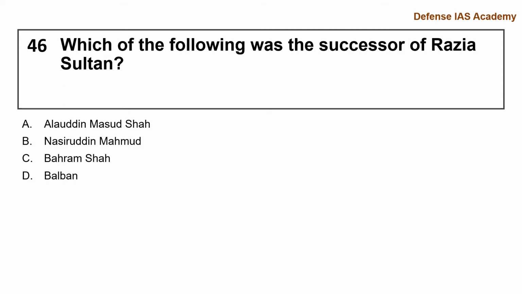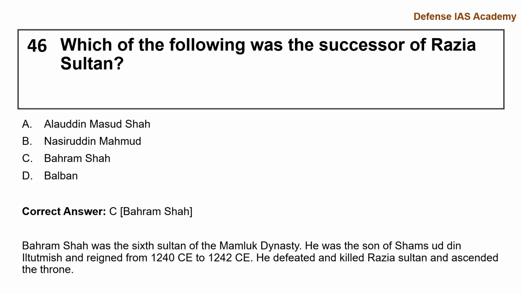Question 46. Which of the following was the successor of Razia Sultan? The correct option is option C, Bahram Shah. Bahram Shah was the 6th Sultan of the Mamluk dynasty. He was a son of Shams Uddin Iltutmish and reigned from 1240 CE to 1242 CE. He defeated and killed Razia Sultan and ascended the throne.